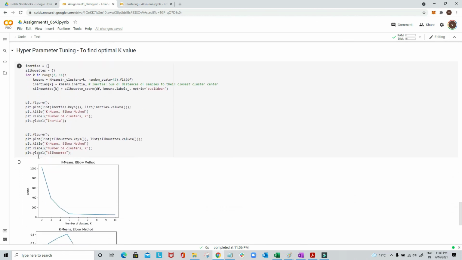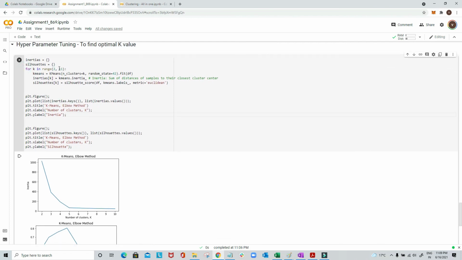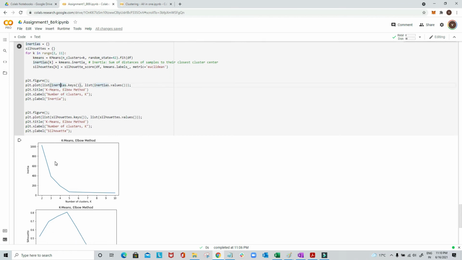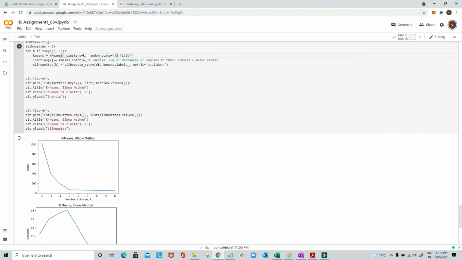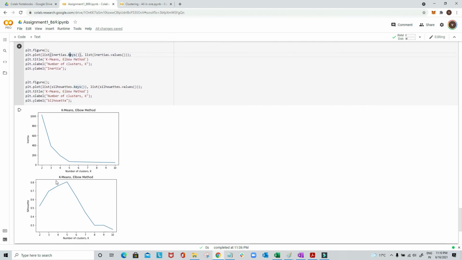So here I'm doing the hyperparameter tuning. I'm giving a range between 2 to 11. That is, for k equals 2 clusters to k equals 11 clusters, I'll be finding the value of inertia and Silhouette scores and plotting them against the respective clusters. I wrote a for loop giving the number of clusters as k, which changes from 2 to 11, and I'm finding the inertia value for each value of k and also the respective Silhouette score.